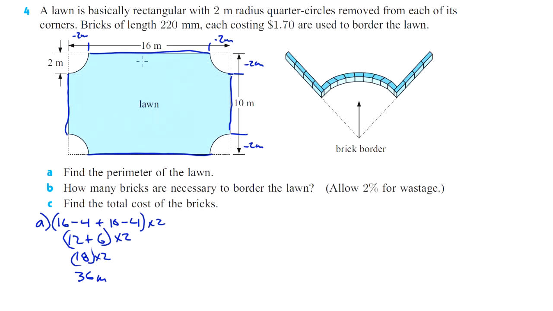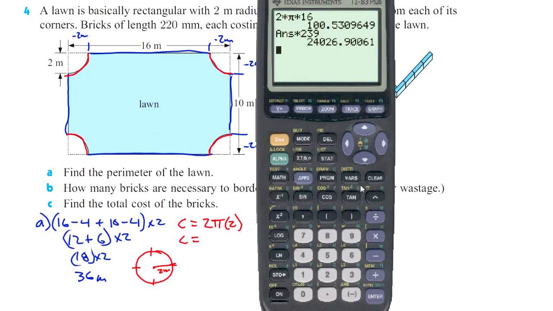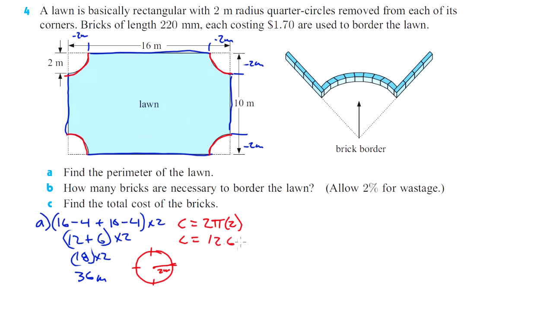Okay, now we have to figure out all these curvy spots here, right? So look, if you take this, this, this, and this, and you put them all together, guess what you get? You get a circle, because there's 1 quarter, another quarter, another quarter, and another quarter. So you end up getting a full circle. And we know that the radius of this circle is 2 meters. So circumference on that is going to be 2 times pi times the radius, which we now know is 2. So the circumference is just going to be 4 pi, whatever that is. Let's figure that out. 4 times pi gives us 12.56. So let's go 12.6 meters.